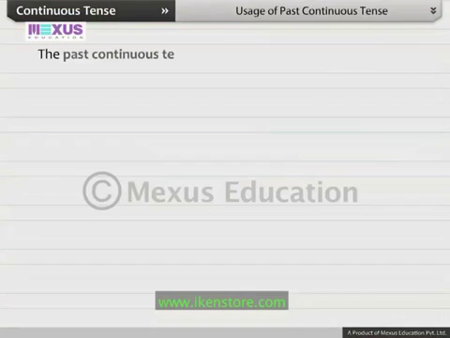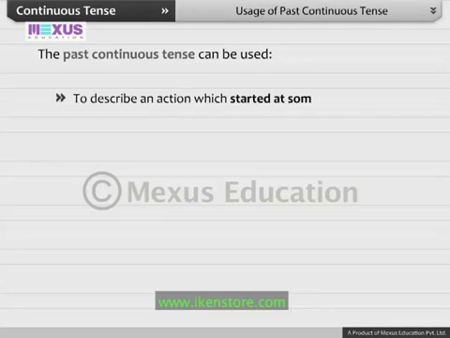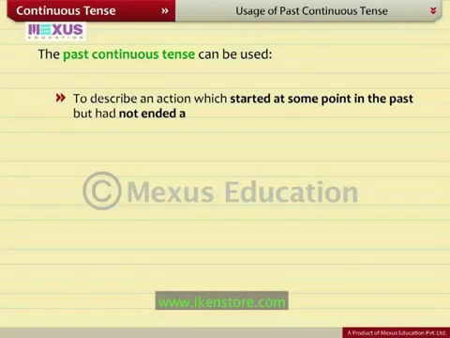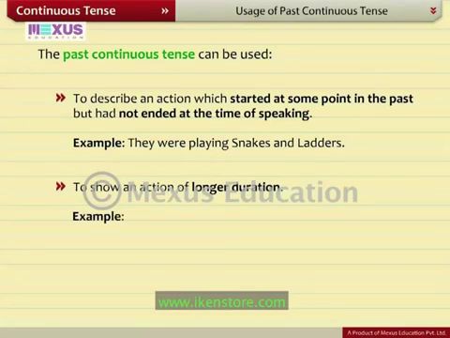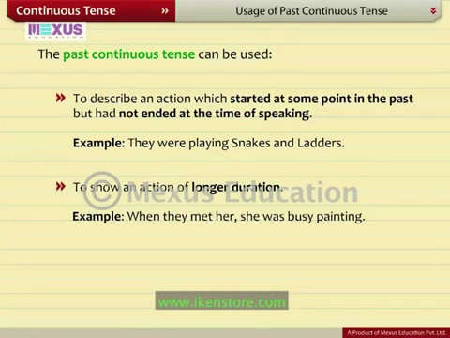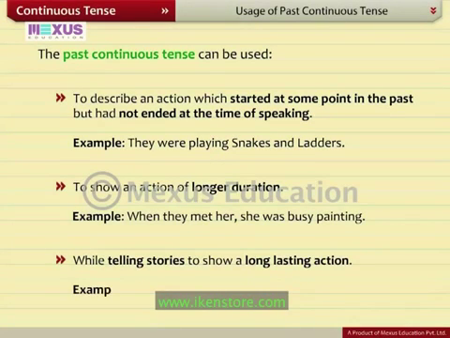The past continuous tense can be used to describe an action which started at some point in the past but had not ended at the time of speaking. For example, they were playing snakes and ladders. To show an action of longer duration. For example, when they met her, she was busy painting. The shorter action of meeting takes place in the middle of the longer action of painting. While telling stories, to show a long-lasting action. For example, she was sleeping for 100 years.